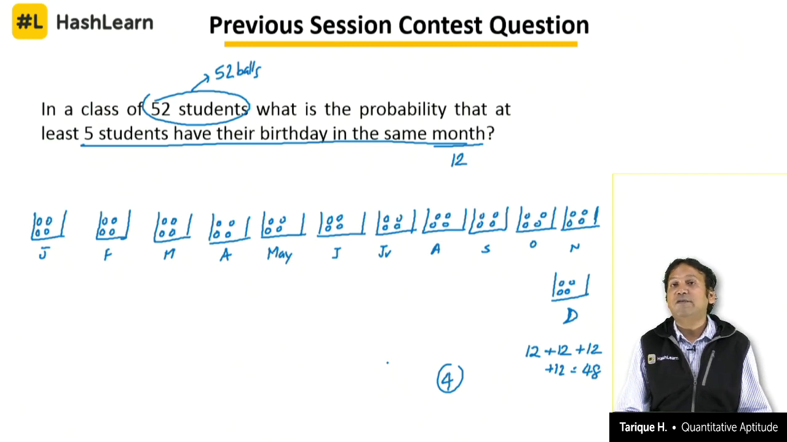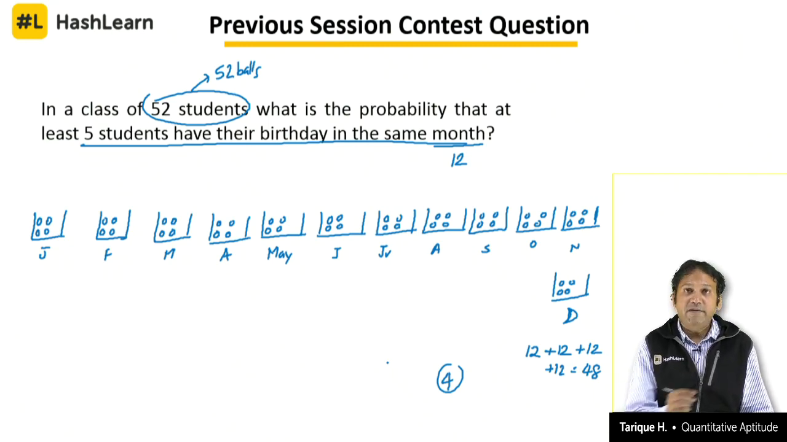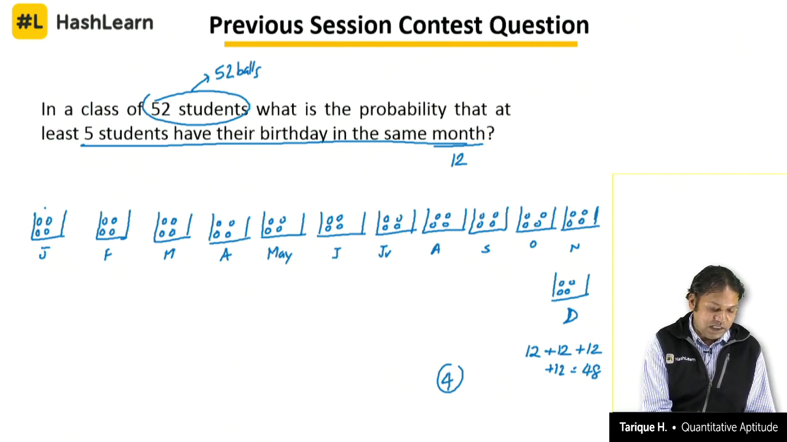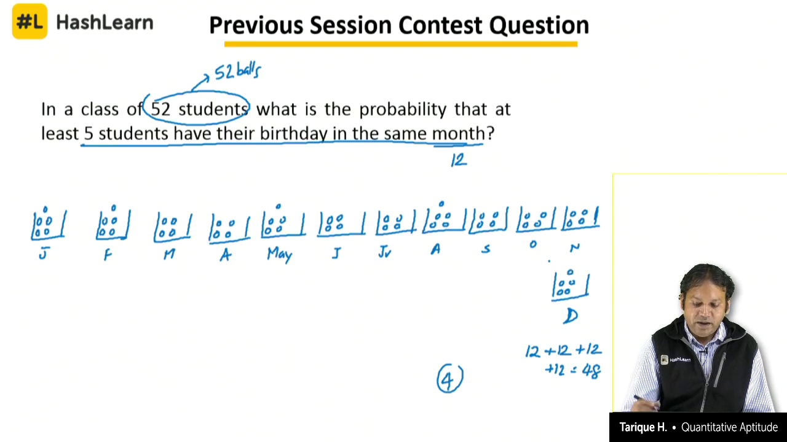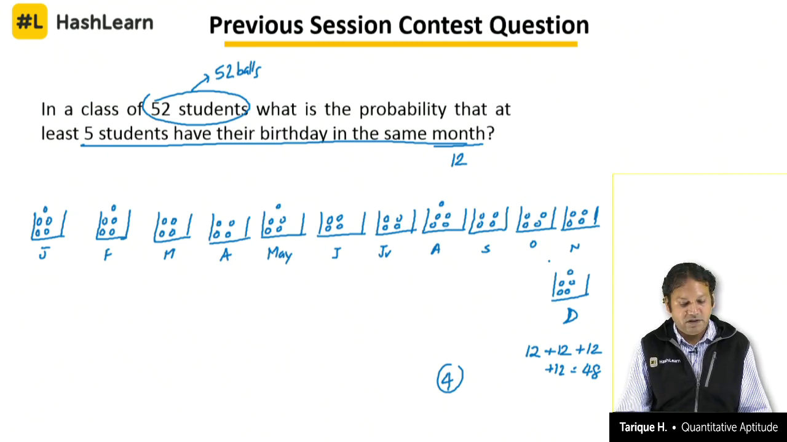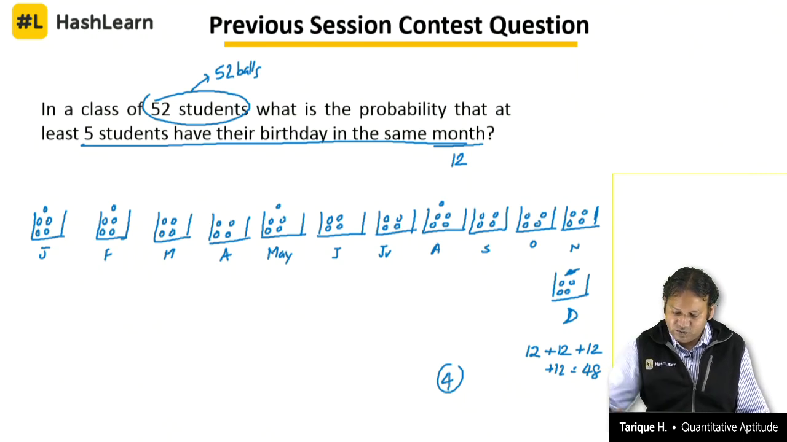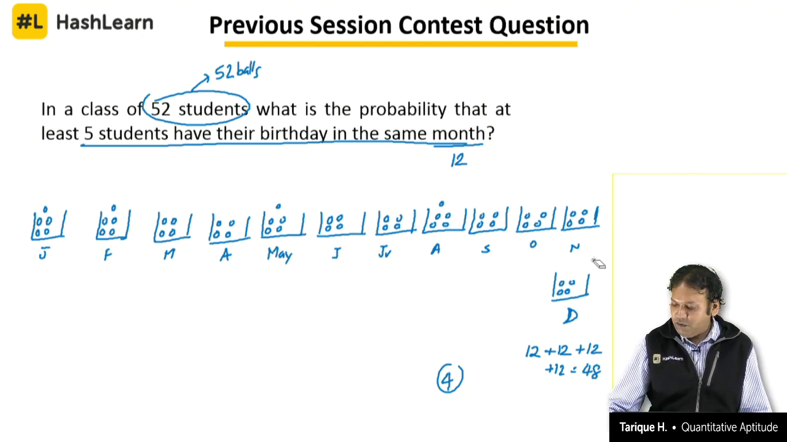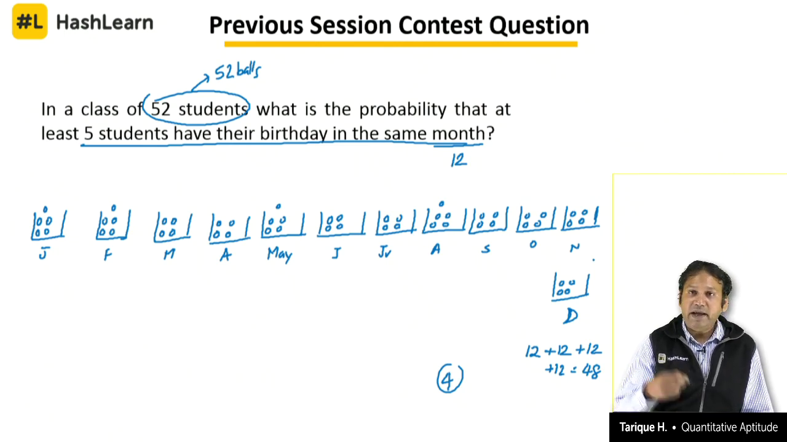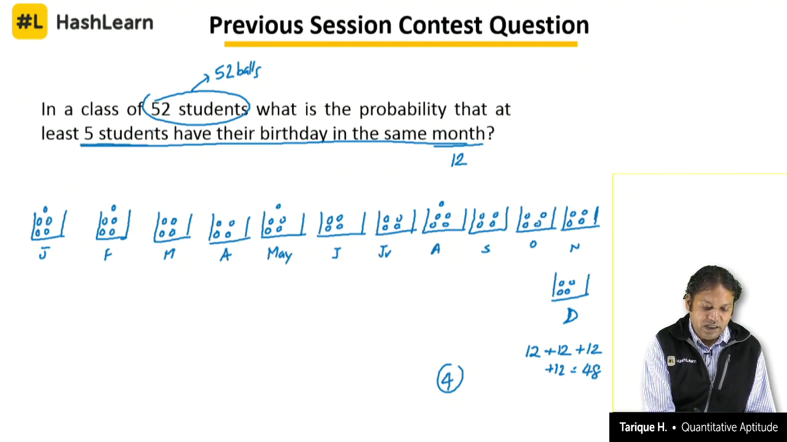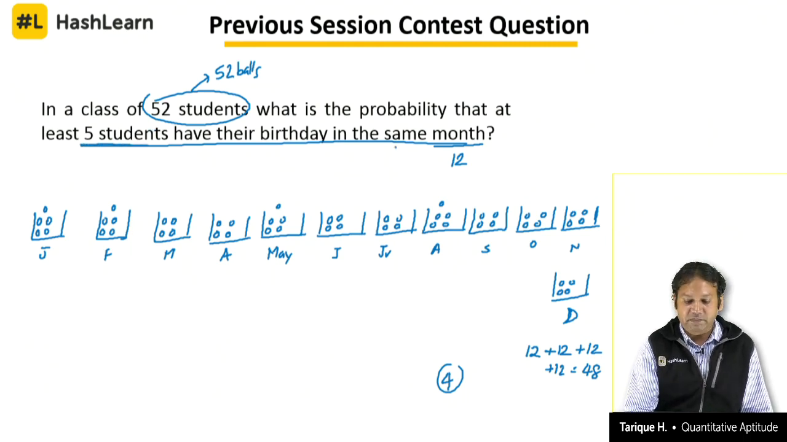Where will you put these 4 balls? In whichever month you put them, those months will now have 5 students. Whatever you do, whichever case you choose, it does not matter. Okay, because only 4 balls are left, right? So wherever you put them, those months will now have 5 students. That means that in any case there will be at least 5 students who have their birthday in the same month.